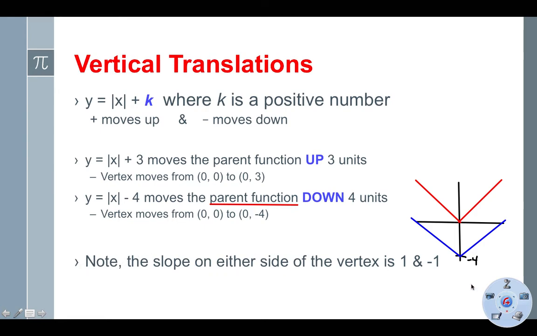I just wanted to write this in here. I know I've said it a couple times. Note the slope on either side of the vertex is 1 and -1, right? So we have -1 on the left here and +1 on the right.